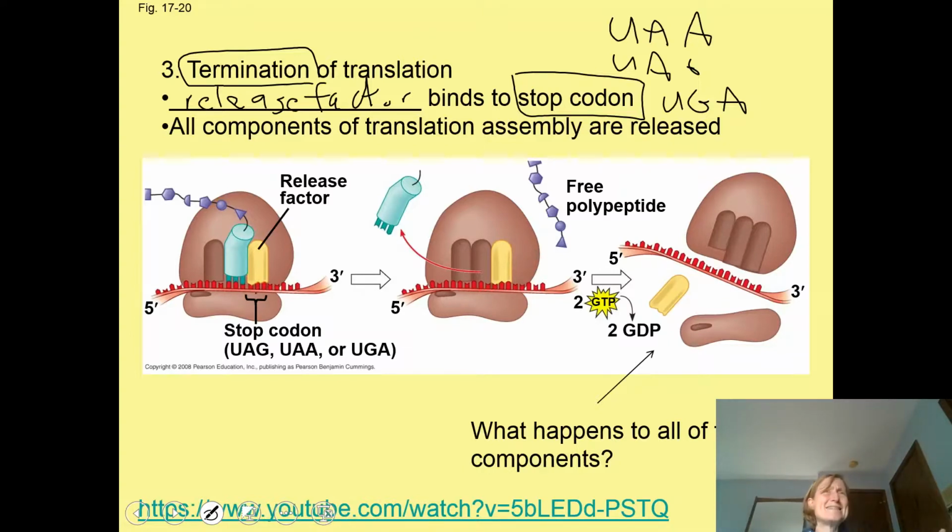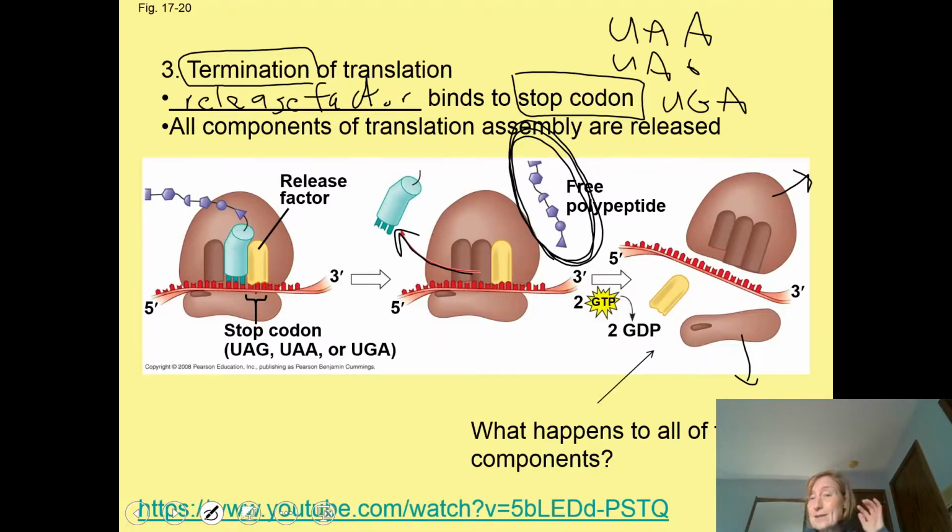All of the pieces of translation fly apart, basically. So the tRNA molecule leaves. There it is, the free polypeptide. The amino acid sequence that we just made is free. The mRNA is released. The ribosomes are released. The ribosomal subunits come apart. All of these parts can be recycled. They can be reused, right?